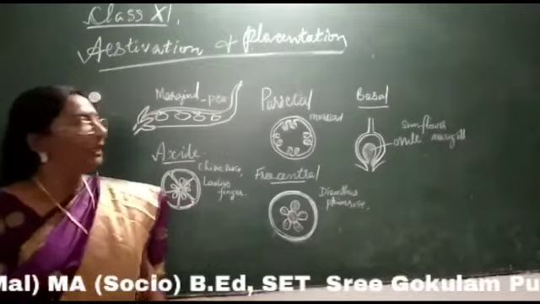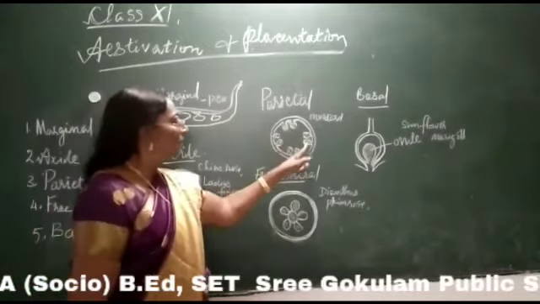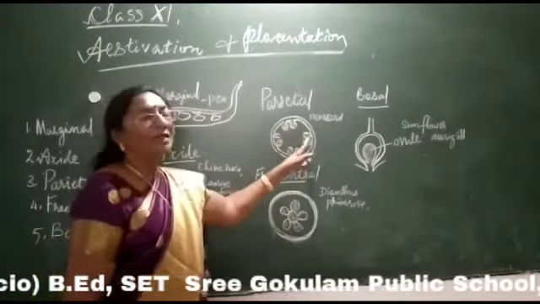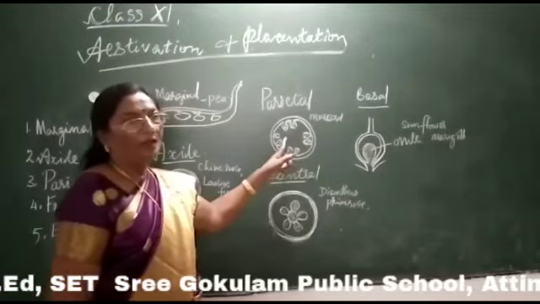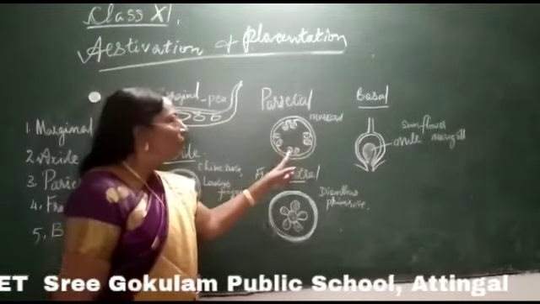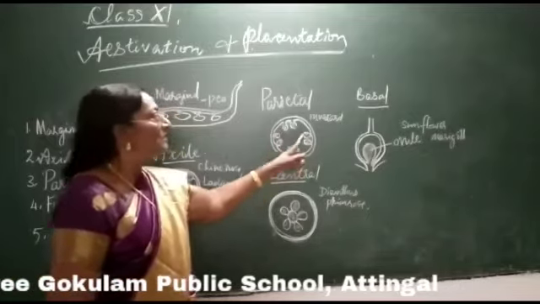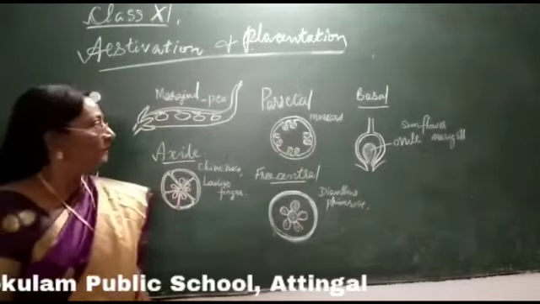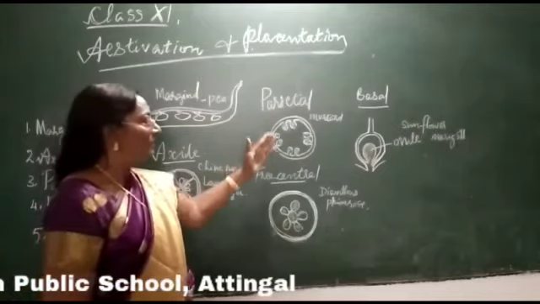Here the ovules are arranged on the inner margin of the ovary, or the peripheral part of the wall of the ovary, as in the case of mustard. This is parietal placentation.